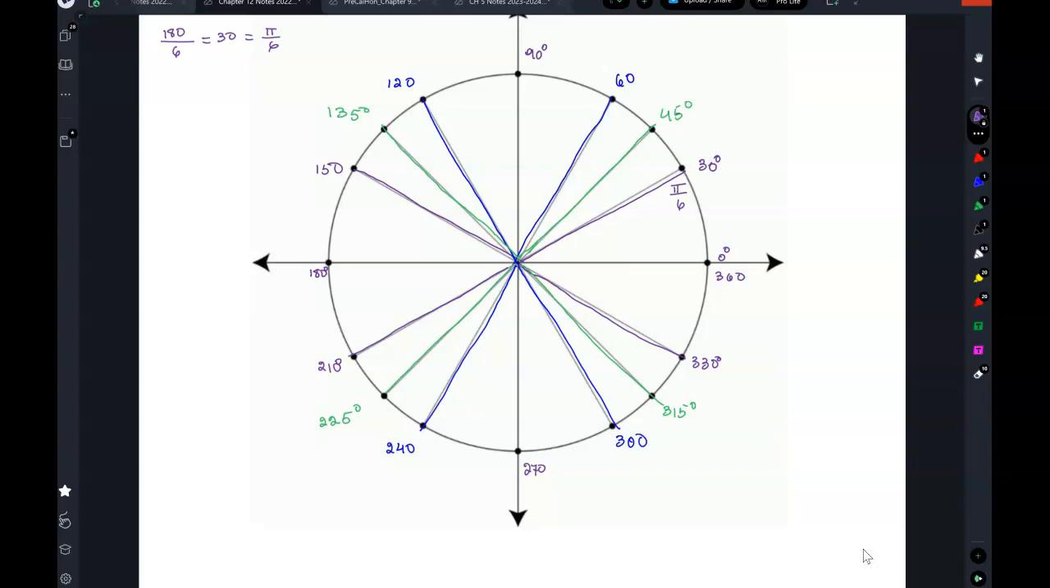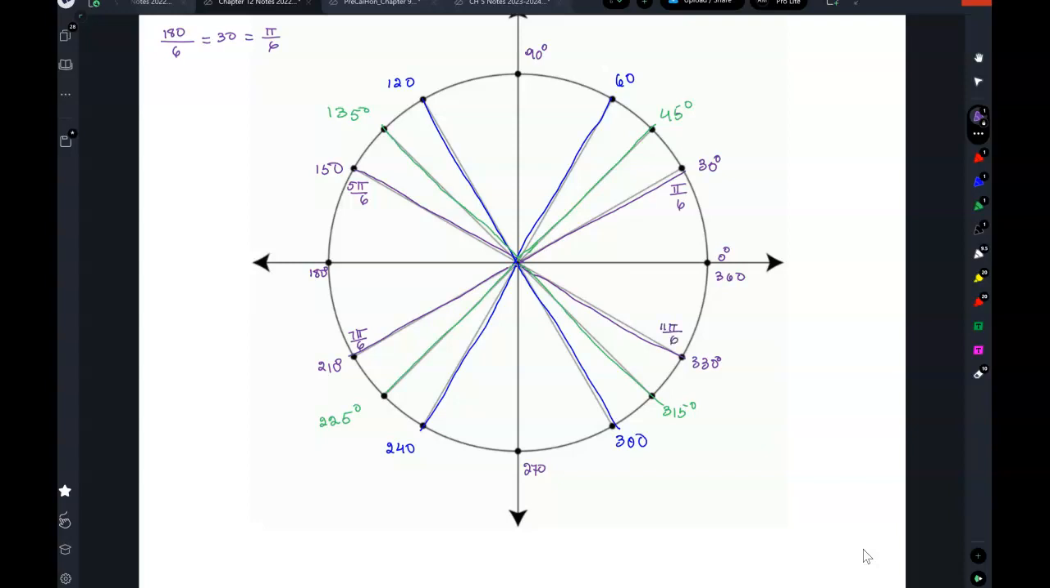And remember what I said? It's like a clock. So you have to get all of the over 6s that don't cancel. So pi over 6. This is 1 pi over 6, 2 pi over 6, 3 pi over 6. 3 pi over 6 is here. 4 pi over 6. 5 pi over 6 is the first one that doesn't cancel. So this is 5 pi over 6. What's the next one that doesn't cancel? 7 pi over 6. And the next one? 11 pi over 6.